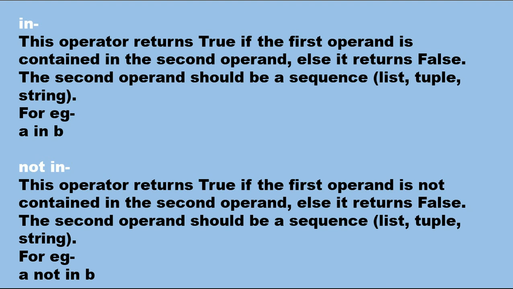The not in operator returns true if the first operand is not contained in the second operand. Again, in this case, the second operand should be a sequence. For example, A not in B. So, if A is not present in B, then this will return true, otherwise it will return false.